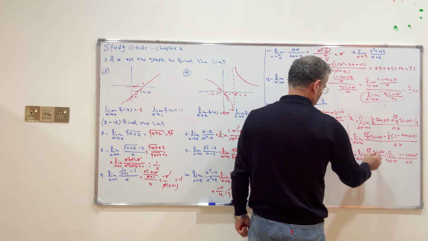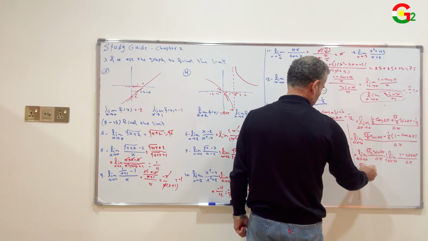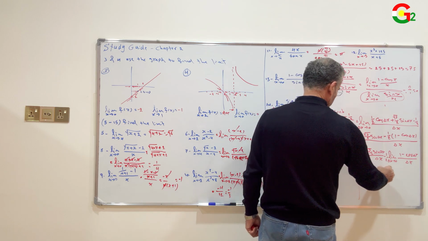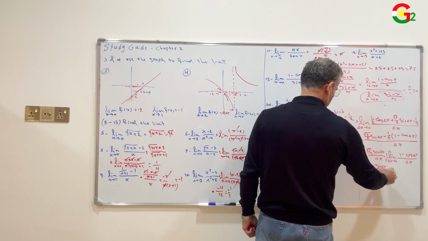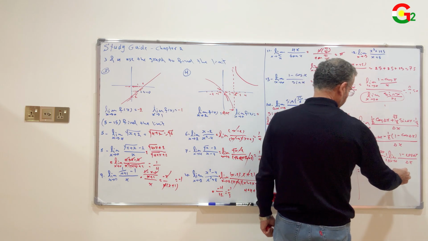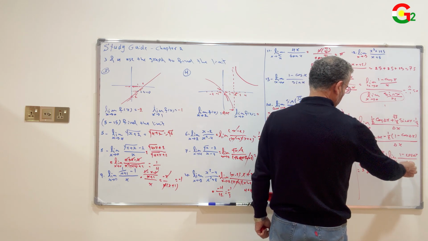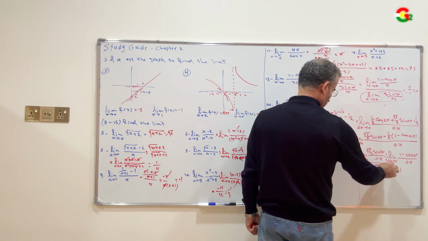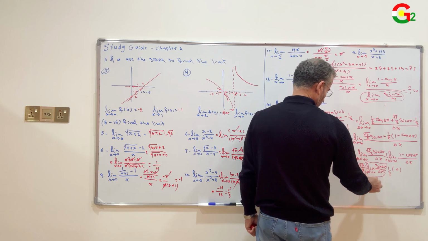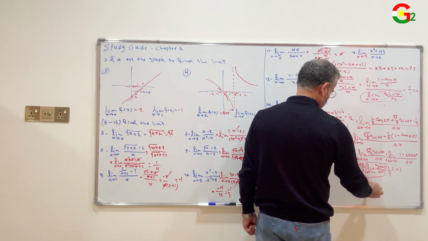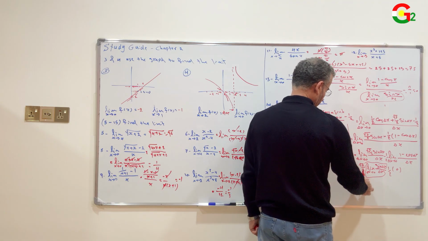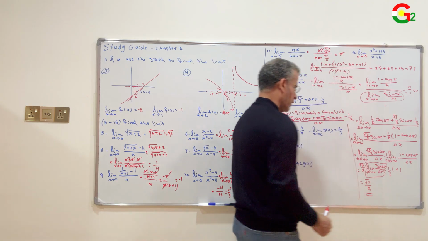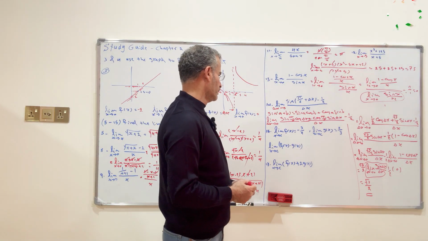Square root 3 over 2 is a constant, so I can take it outside the limit: sine delta x over delta x as delta x approaches 0, minus 1/2 times the limit of (1 minus cosine delta x) over delta x as delta x approaches 0. This limit is 0 and this limit is 1, then square root 3 over 2 times 1 minus 0 is square root 3 over 2.